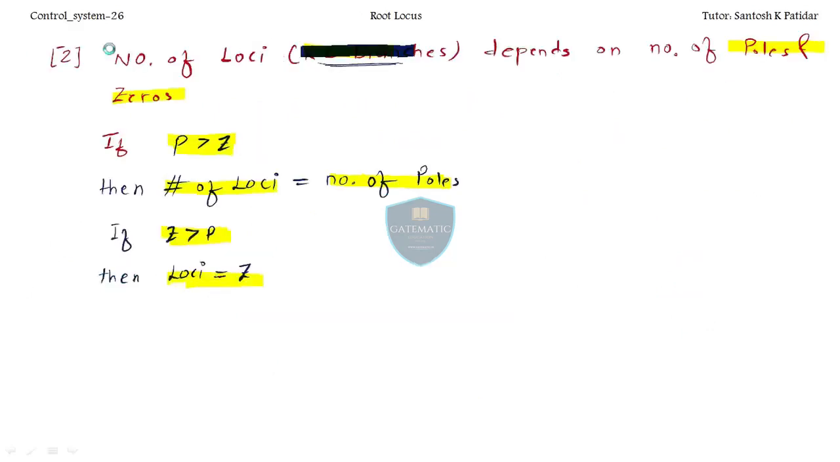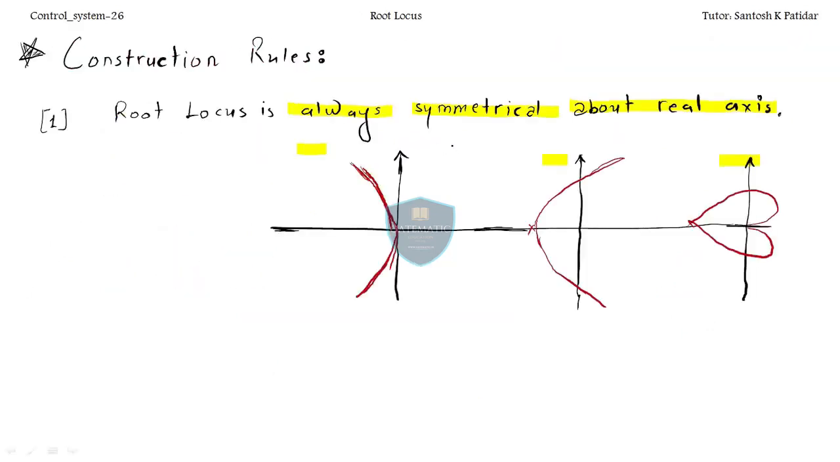So today we'll continue with the root locus rules. In the last class, if I give you a brief summary, we have taken 3 rules, correct? The first rule was the root locus is always symmetrical about the real axis. You can see over here I have drawn 3 root locus for different systems. The root locus, whatever I have drawn, is symmetrical to the real axis, isn't it? So it will always be symmetrical, correct?